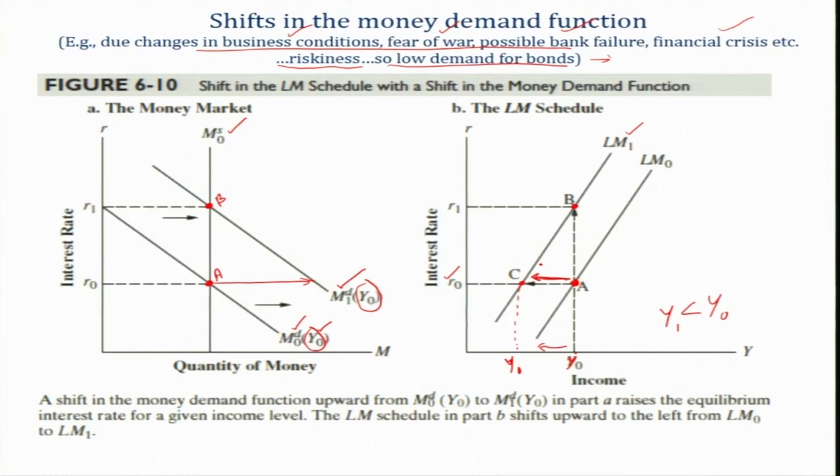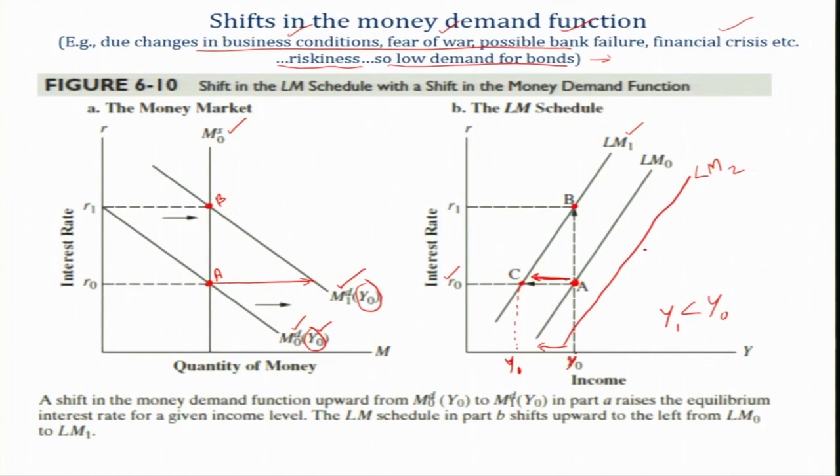So here, a shift in the money demand function that increases the demand for money at a given level of both interest rate and income shifts the LM schedule upward and to the left. And a reverse change in money demand, that means a decrease in the money demand function or a decrease in the liquidity preference, lowering the amount of money demanded at a given level of income and interest rate, shifts the LM schedule downward to the right. That means if there is a decrease in the liquidity preference, then in this case the LM curve would shift downward to the right.